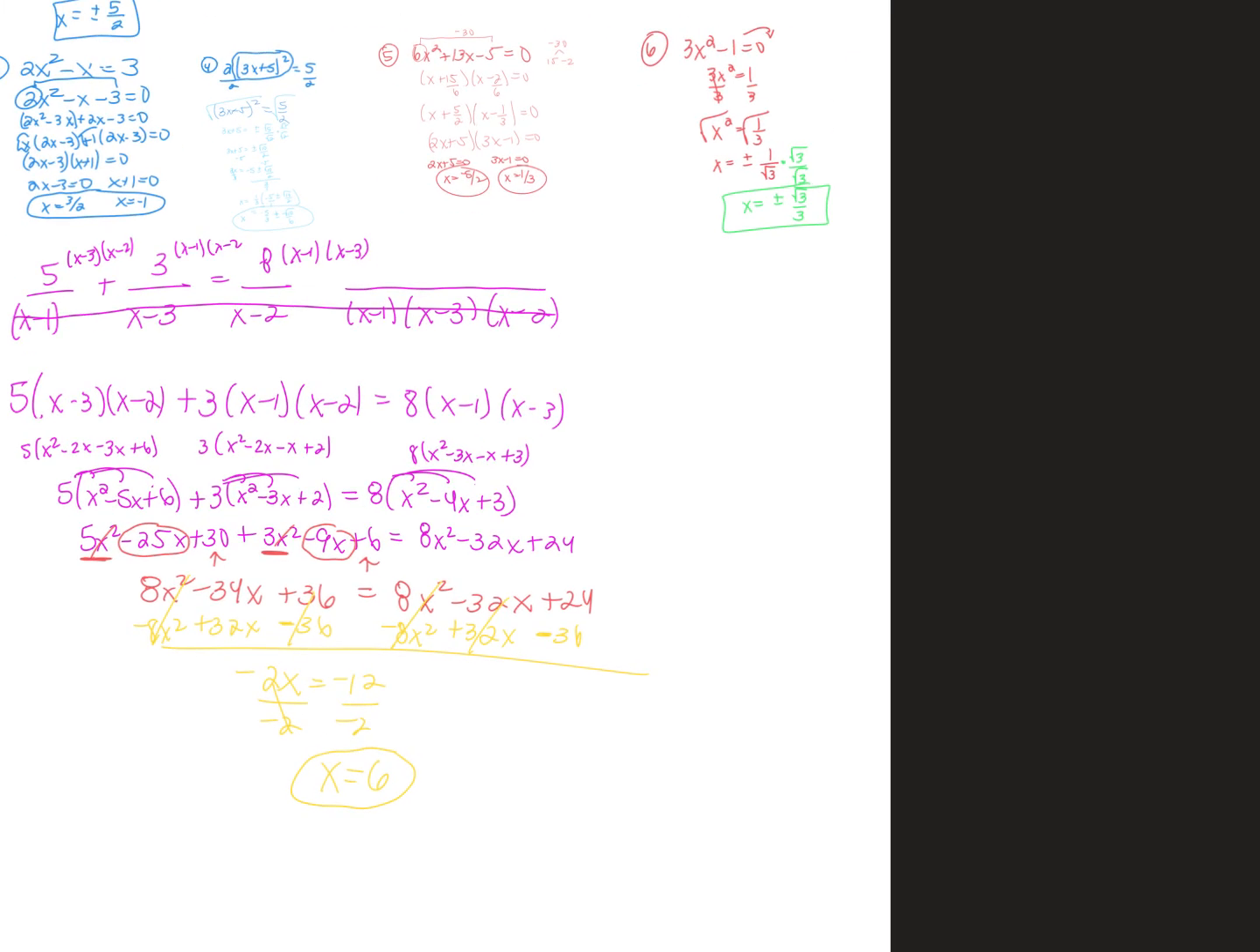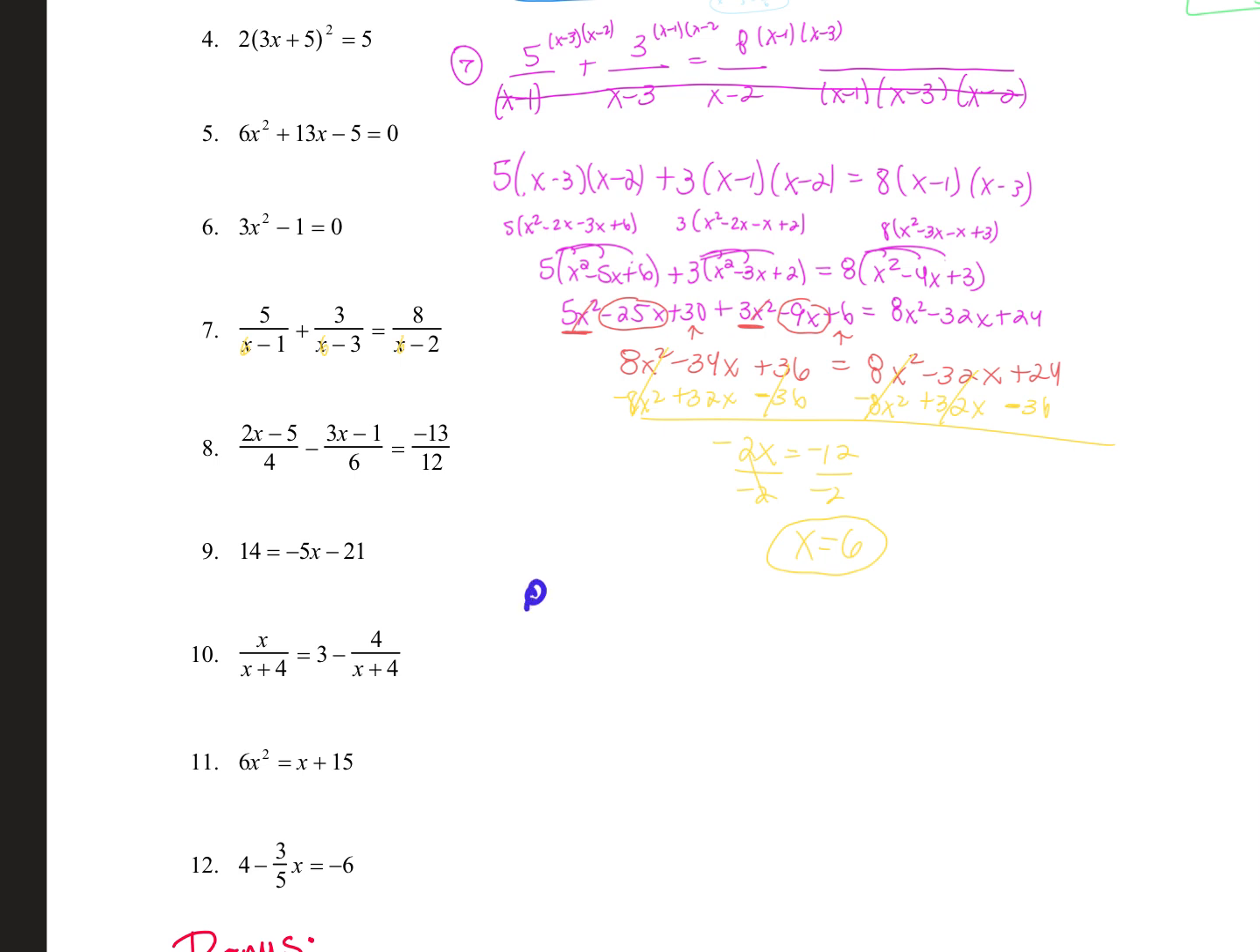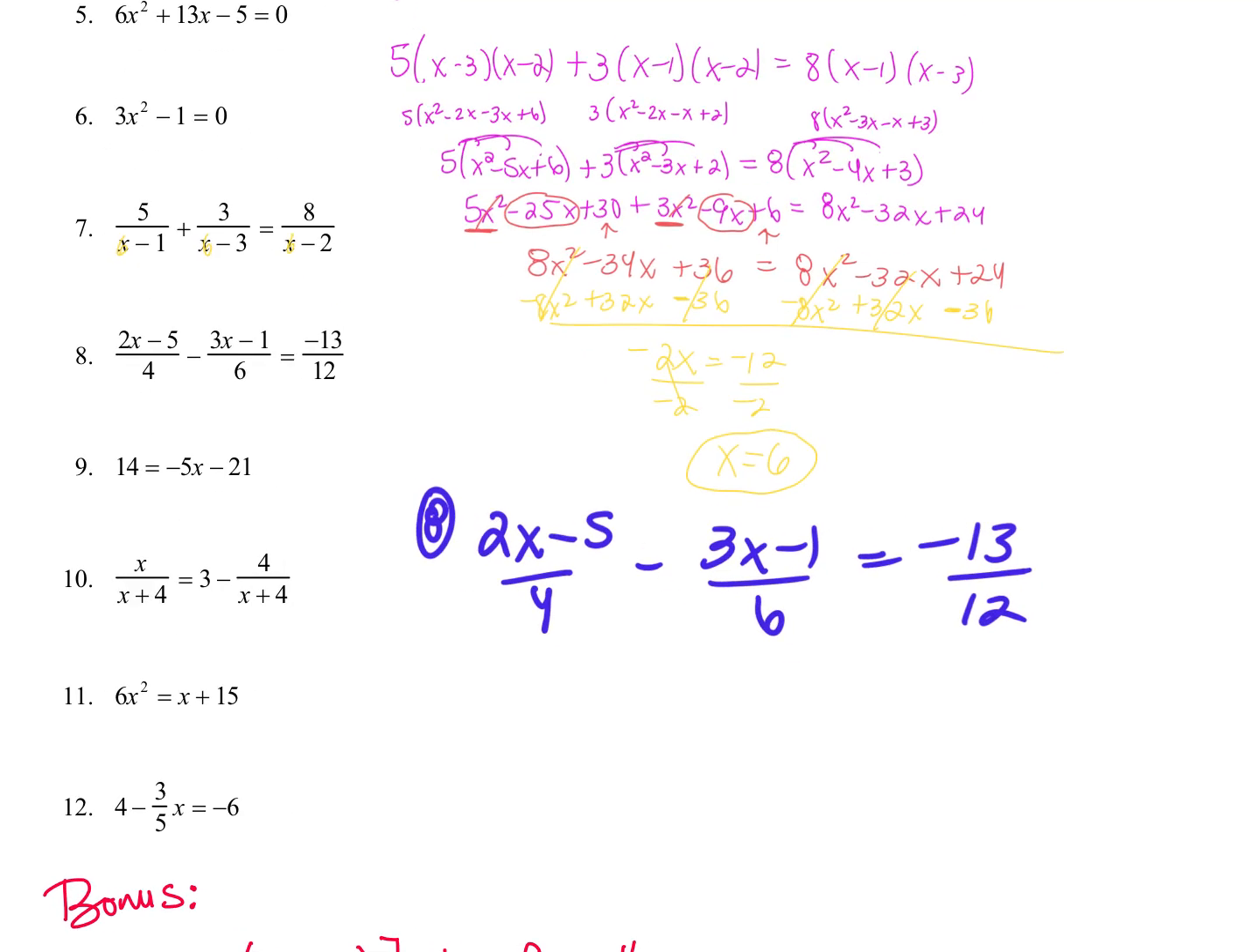All right, moving on to number 8, another rational. I'll do it down here. I see fractions, so I have (2x minus 5) over 4 minus (3x minus 1) over 6 equals negative 13 over 12. Now, 2 ways you can look at this.